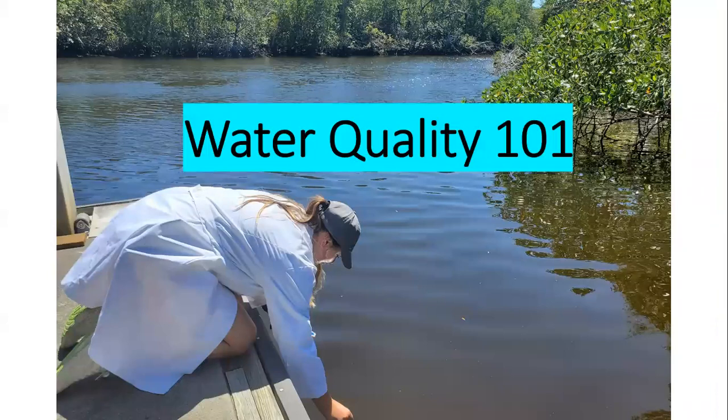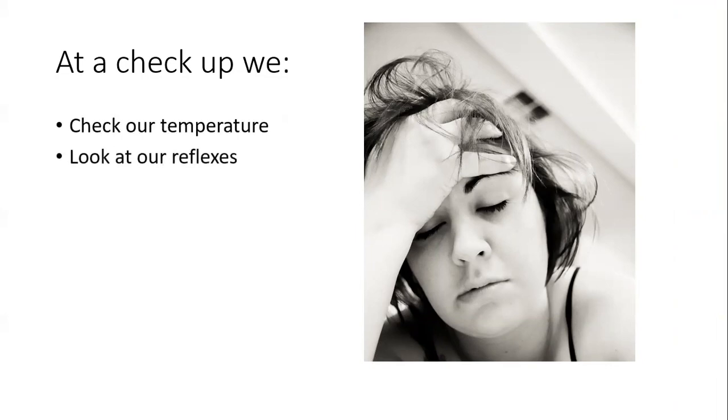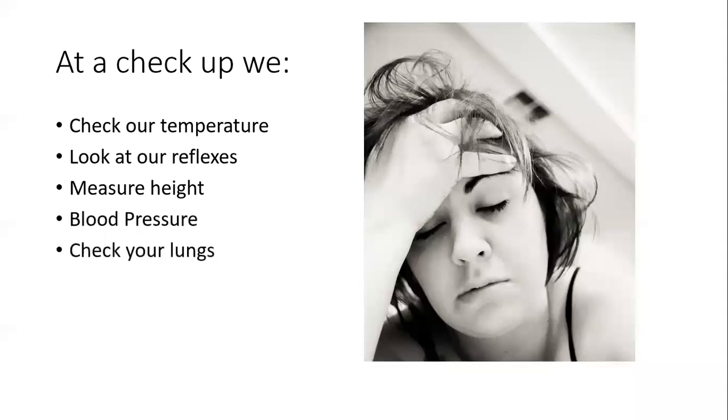So with Water Quality 101, we're going to be learning about what parameters scientists look at to see if the water is healthy. But first of all, what kind of things do we do to see if we're healthy? Well, often we go to a doctor's office, and depending on the type of checkup, we may get our temperature checked, look at our reflexes where they hit your knee, look at your weight, height, see how much you've grown, check your blood pressure, look at your lungs. Lots of different measurements depending on what you're getting checked on.